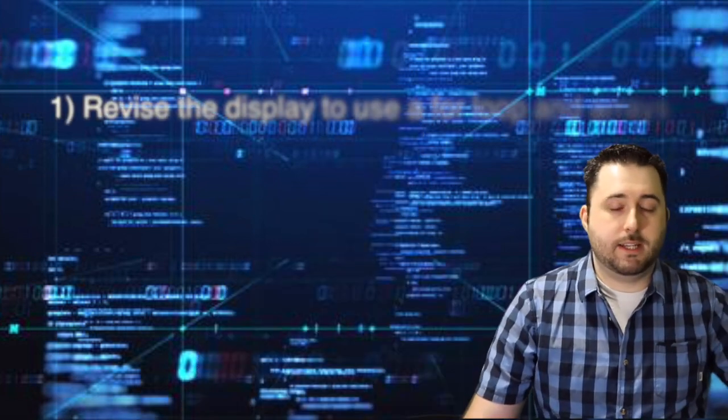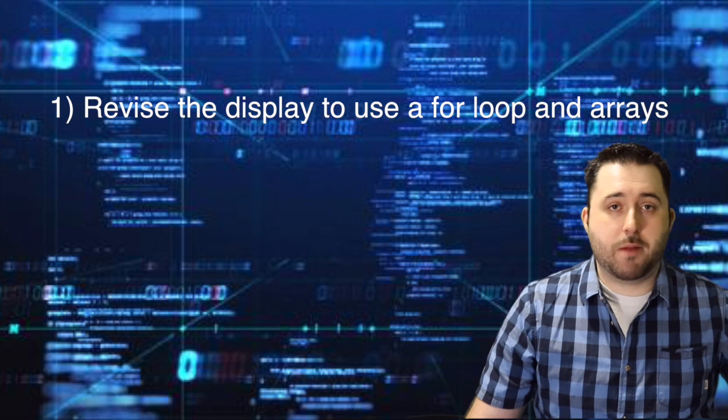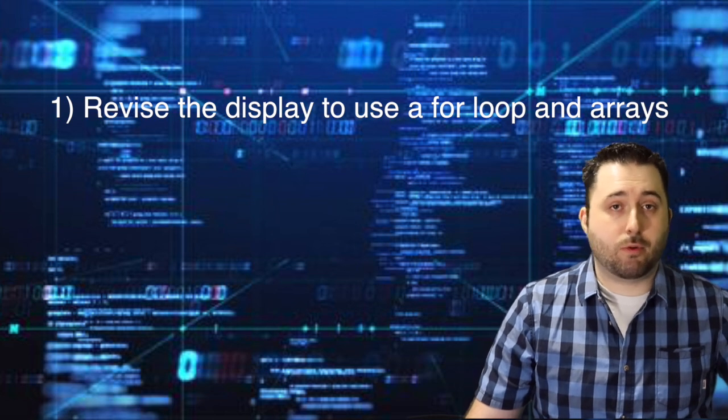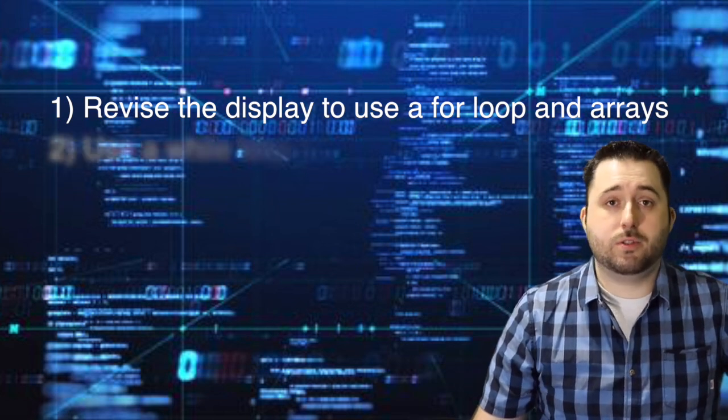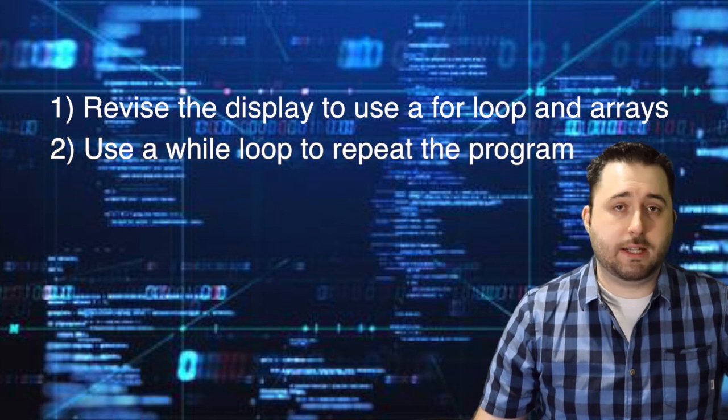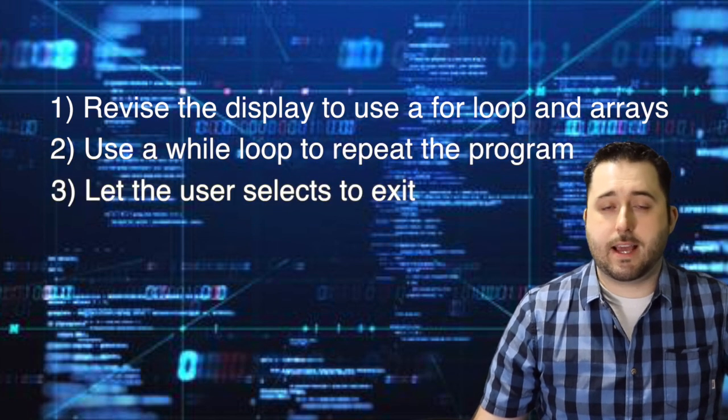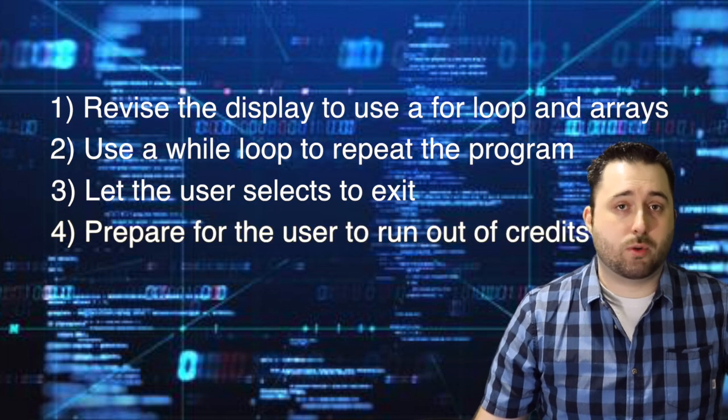The homework assignment is to take your vending machine app and revise the display to use a for loop and arrays. Then use a while loop to make the program repeat itself unless the user selects to exit the program or if they run out of store credit.